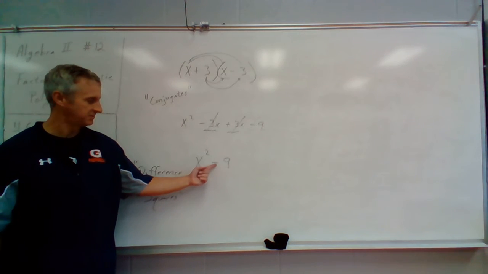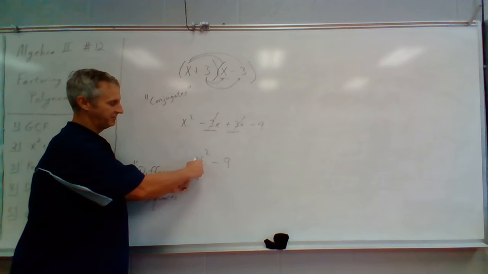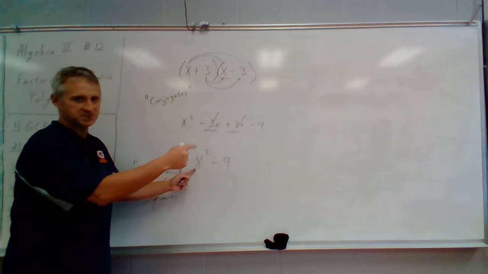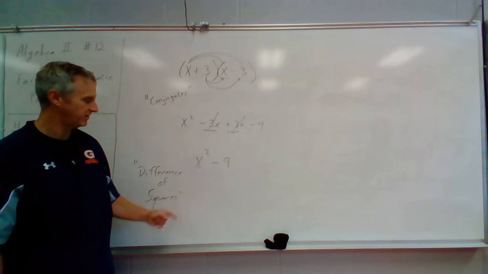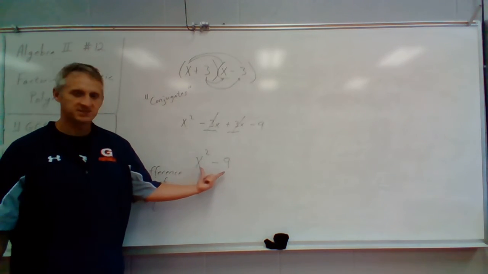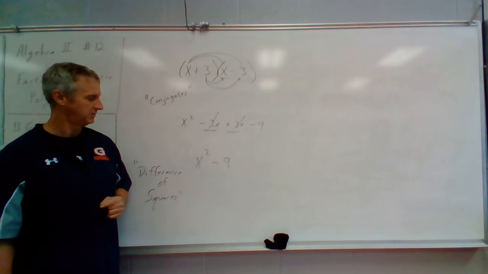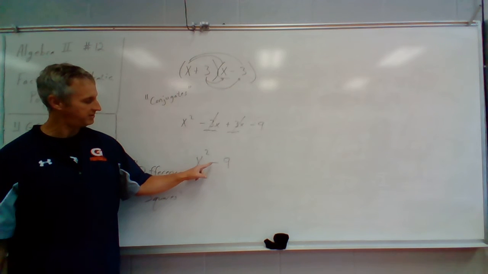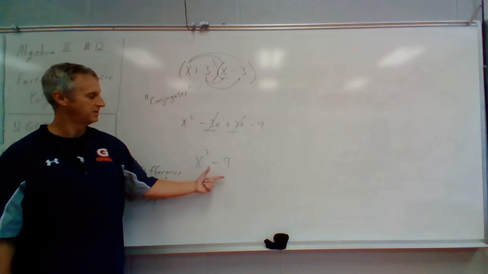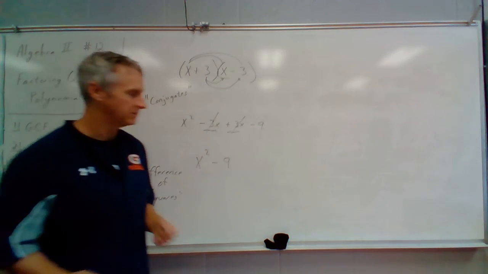Difference means minus. There's a minus sign between them. And both of these are perfect squares. I have x squared minus 3 squared. So two perfect squares, minus sign between them. These are differences of squares. A difference of squares will factor as two conjugates. Okay, so if you see a perfect square minus another perfect square, you know that it'll automatically factor into two conjugates.